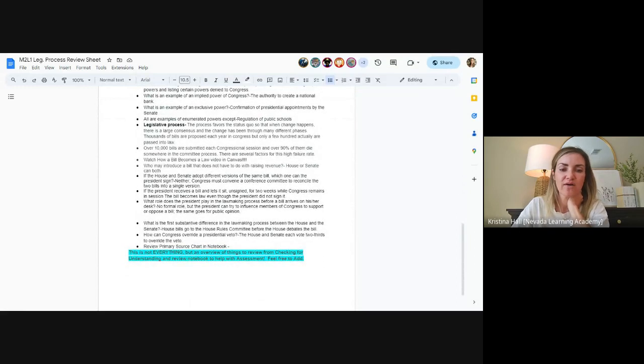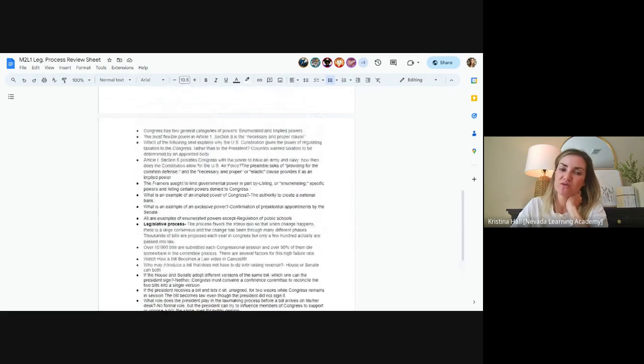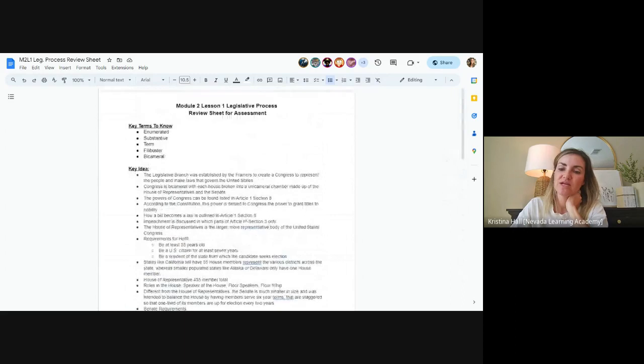So for example, how can Congress override the president? The House and the Senate can each have a 2/3 vote to override. So you can find those checking for understanding questions also in here. Definitely use this when you take your quiz. These are really, really helpful.